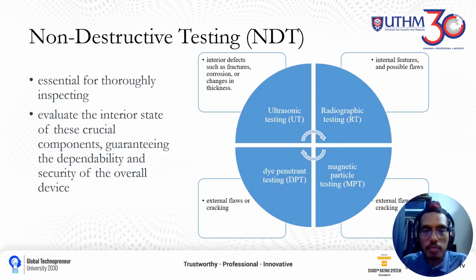The second method is to conduct non-destructive testing or NDT to evaluate the exterior and interior state of components that the naked eye can't see. So we suggest UT and RT for finding interior defects, cracking, or changes in thickness, and DPT and MPT for finding small flaws or cracks at the exterior of the component.